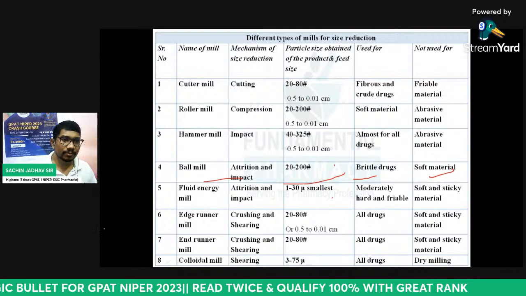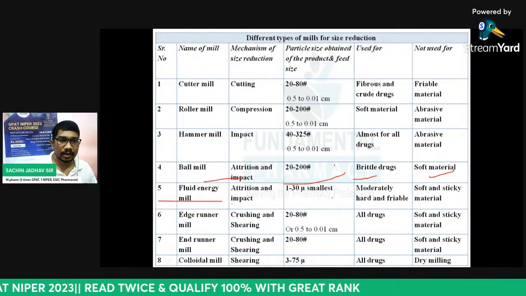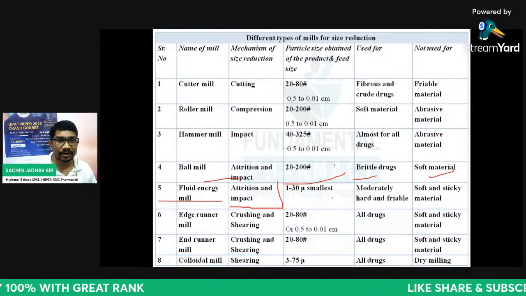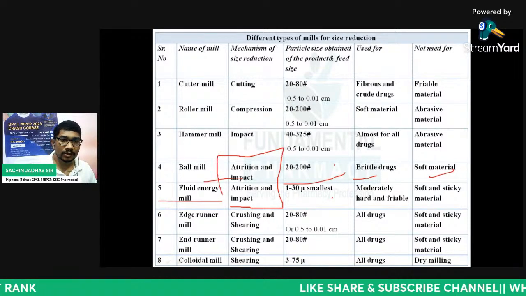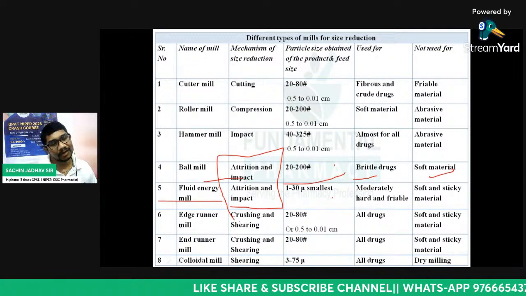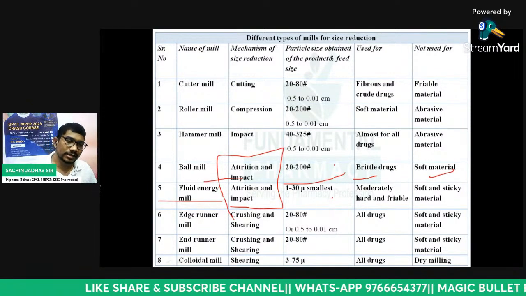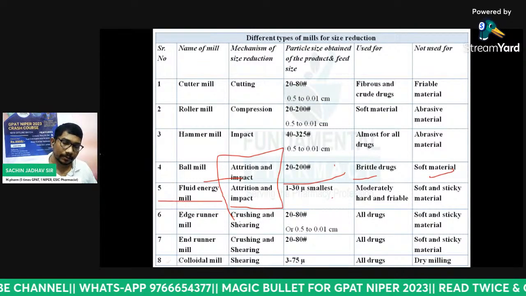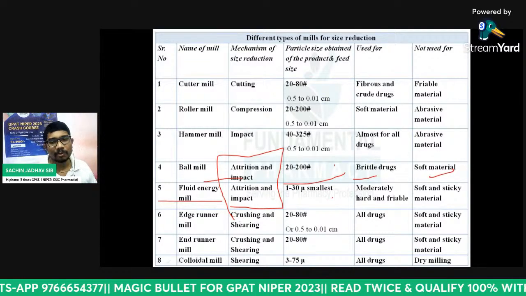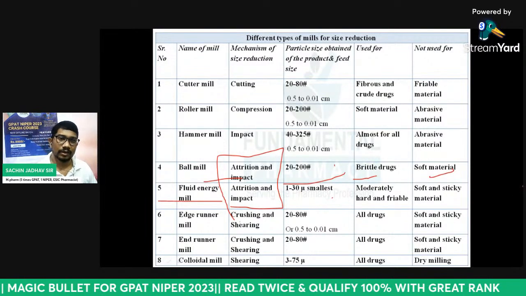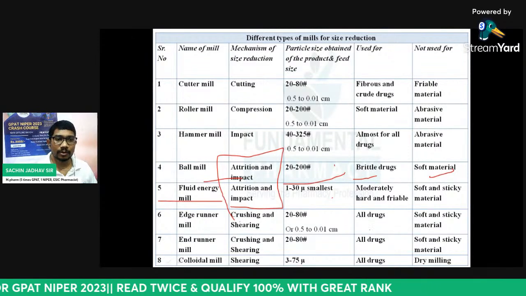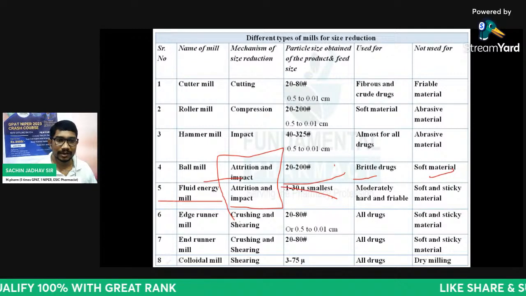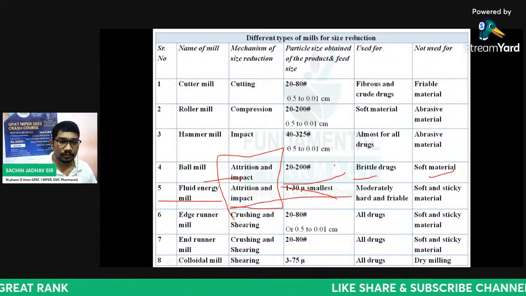Now next mill is nothing but the fluid energy mill. So what is the mechanism of size reduction? Attrition as well as impact. देखो attrition impact दोनों दो mechanism होते हैं. Ball mill has attrition and impact as well as fluid energy mill. लेकिन यहाँ पे एक बार क्वेश्चन आ चुका है. The smallest particle size is obtained from following type of mill. The smallest particle size is obtained from your fluid energy mill. That is 1 to 30 micron.